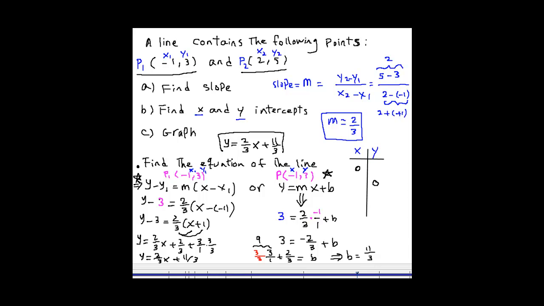So to find the x and y-intercept, let's find the y-intercept first. To find the y-intercept, you let x equal to 0. If x equal to 0, what is y? Anyone? Somebody type 11 over 3, that's correct. 11 over 3, that's correct.